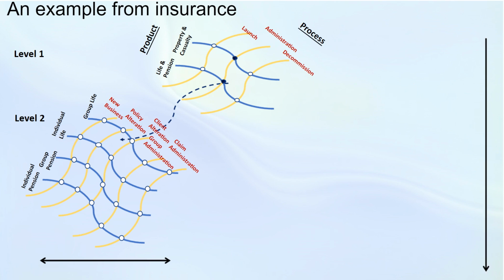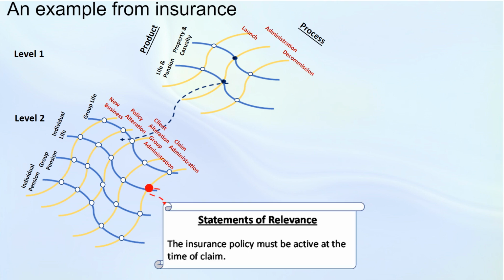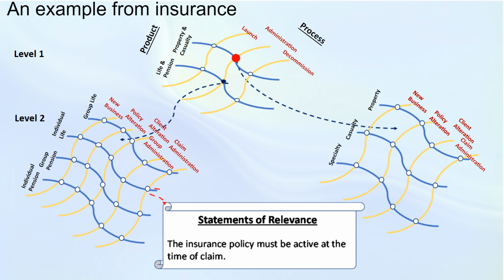Depth of the domain comes when all the intersection points are expanded by specifying statements of relevance. An example of statement of relevance at the intersection point of claim administration process of individual life product is: the insurance policy must be active at the time of claim. Administration of property and casualty follows similar regeneration to the next level.